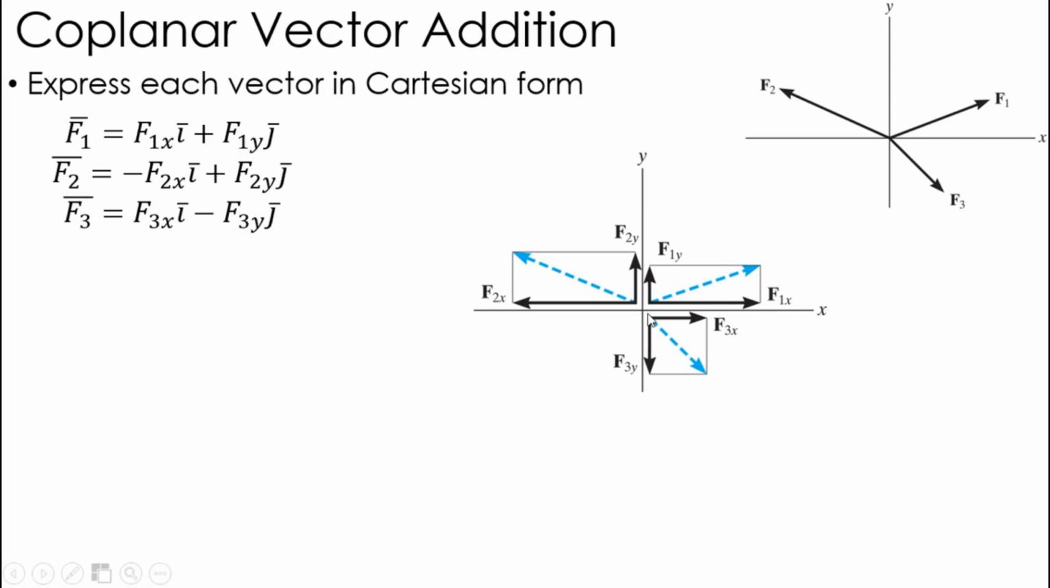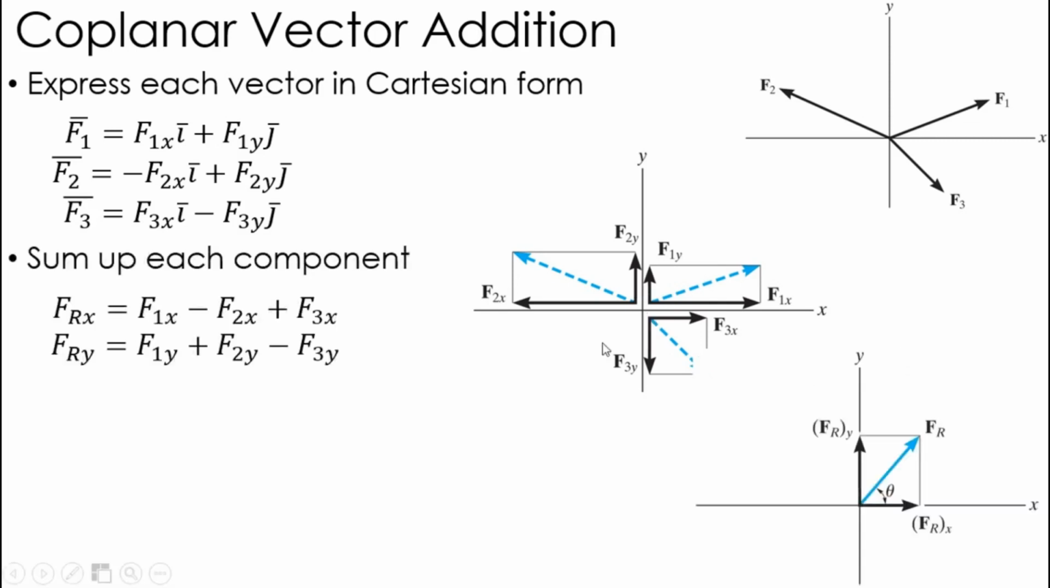Okay, and we do that just like we did on the previous slide using trigonometry. Once I do that, I simply add up each component. So I take my x components, my f1x, f2x, and f3x, add them up, and my f1y, f2y, and f3y, add those up. Okay, and so I take this one, I subtract off this one, and then add f3x.